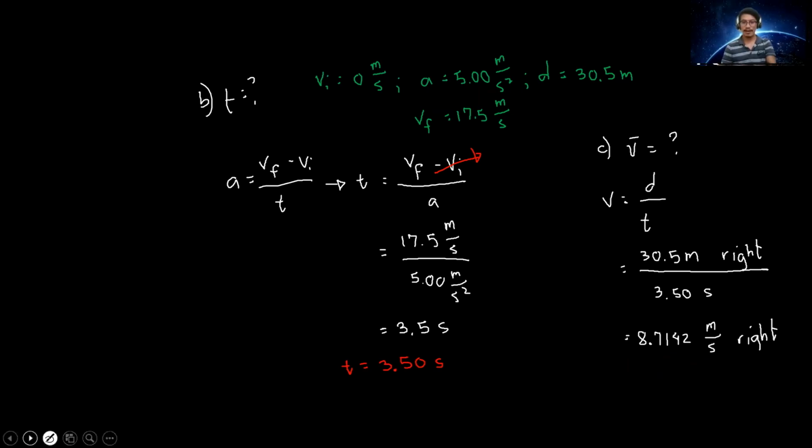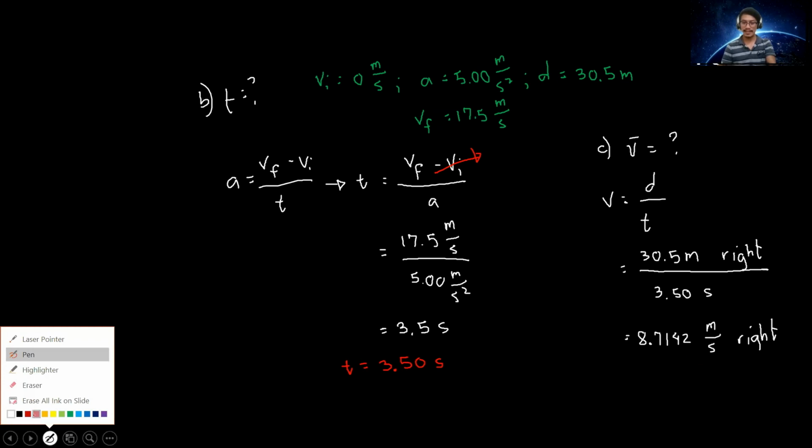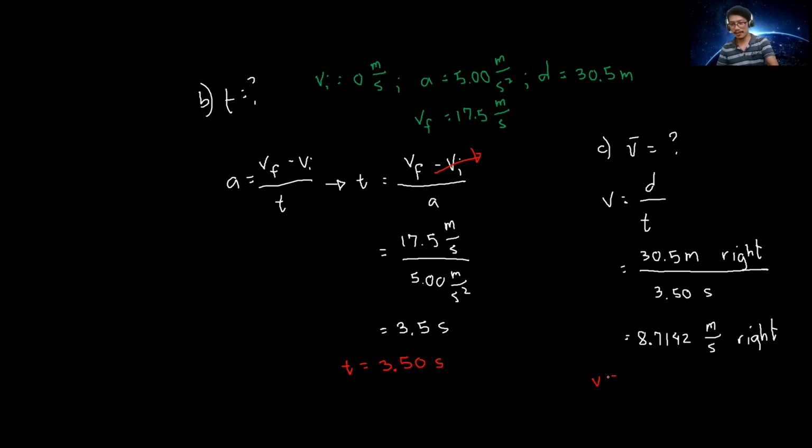Okay, so do not forget the rules of significant figures. That means our velocity is 8.71 meters per second going to the right. Then, or we can convert that into kilometers per hour. You already know how to solve or convert that into kilometers per hour. Questions?